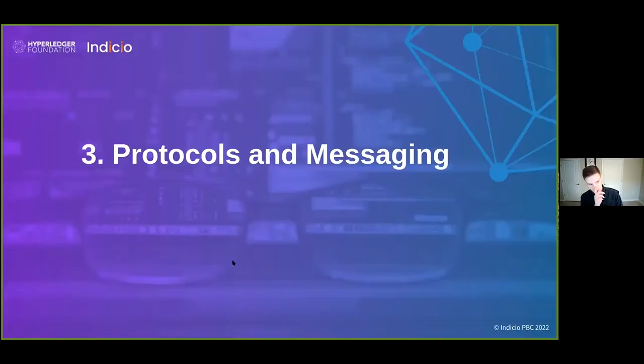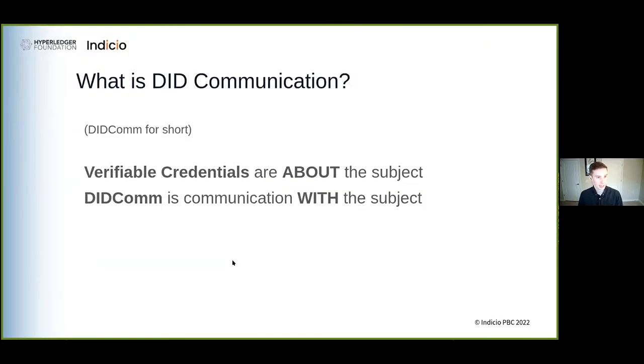Okay, so protocols and messaging. This is a description of what's going to actually be taking place between the agents as we step through our hands-on portion. So we'll start off with what is DID communication? I've used that term, I think, a few times without defining it. A very simple definition would be where verifiable credentials are about a subject, about an owner of a DID, an identity owner, DID communication is communication with the subject of that DID and verifiable credentials.